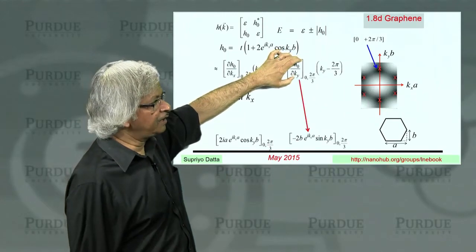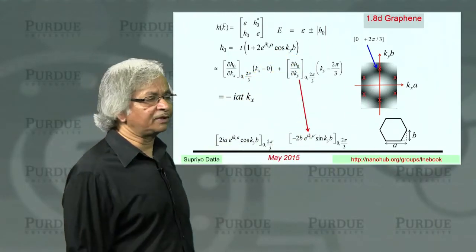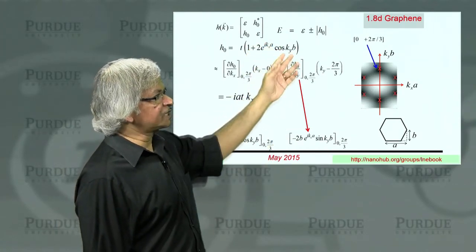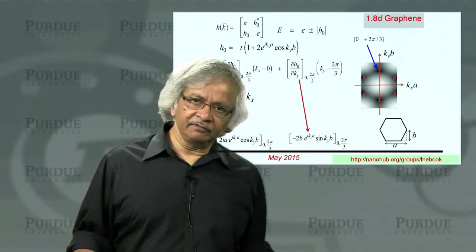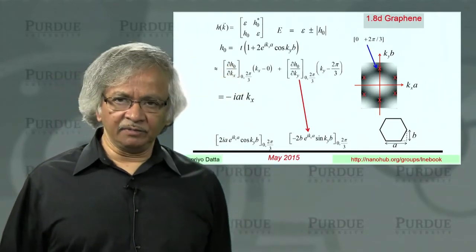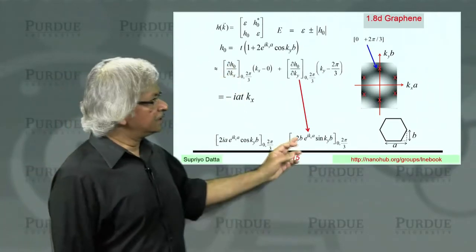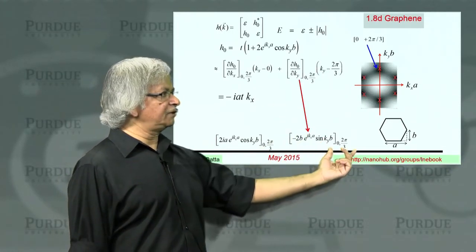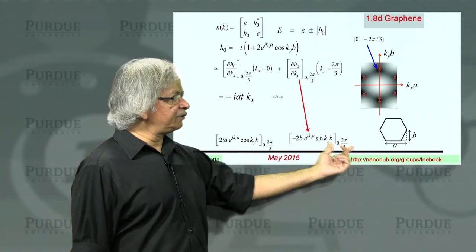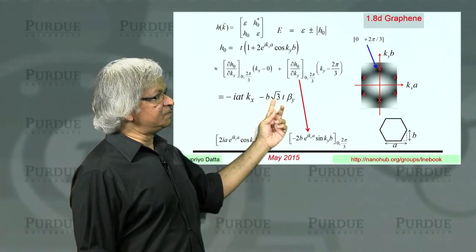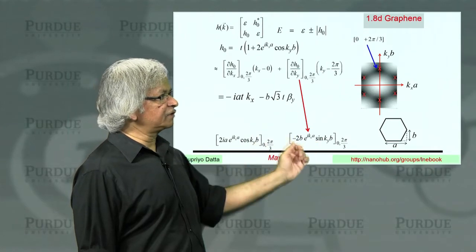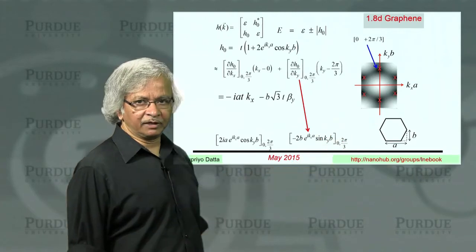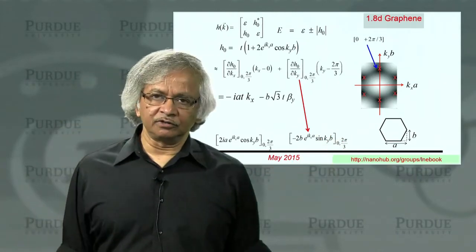Again, similar story, but now we need to take the derivative with respect to ky. So the kx part stays the same, but cosine kyb, when you take the derivative, you get minus sine kyb, then multiplied by b. So that's the b, and then you have the minus sine kyb. Again, it needs to be evaluated at that point. So when you evaluate it, you get this minus b square root of 3. The square root of 3 is because you're taking the sine of 2 pi over 3, sine 120 degrees, which is square root of 3 over 2.